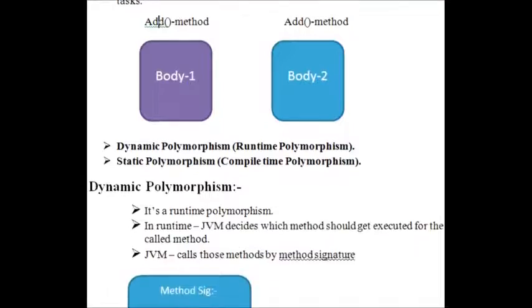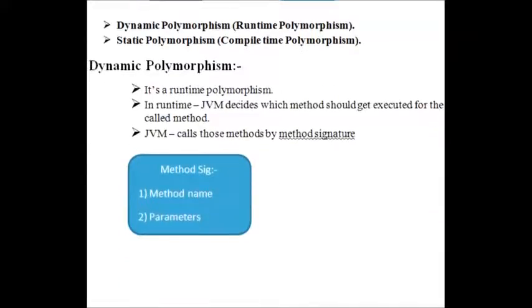So how are these methods invoked? These methods are invoked in two ways in which polymorphism is defined. One way is dynamic polymorphism, which is nothing but runtime polymorphism, and the other is static polymorphism. Dynamic polymorphism is also called runtime polymorphism, and static polymorphism is also called compile time polymorphism. Dynamic polymorphism, we will see first. What does dynamic polymorphism mean? It is runtime polymorphism, which executes at runtime, whereas the compiler doesn't deal with runtime polymorphism.